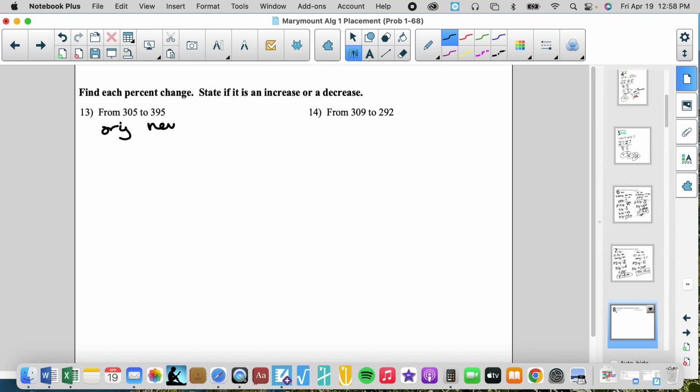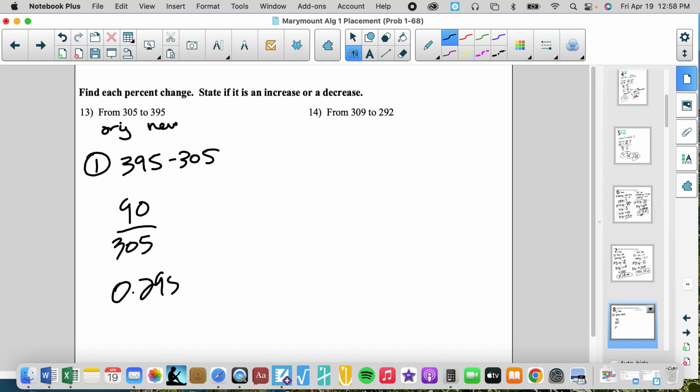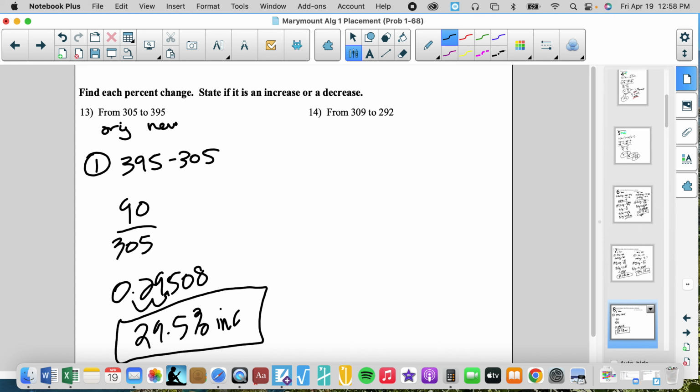Original, new, so we have 395 minus 305, which is 90 over 305. What are we going to produce? 90 over 305. I don't know what they're trying to prove here. 0.29508, I guess moving it and seeing how we're going to round. Percent increase. Maybe that's what they're trying to see. Can you round properly?